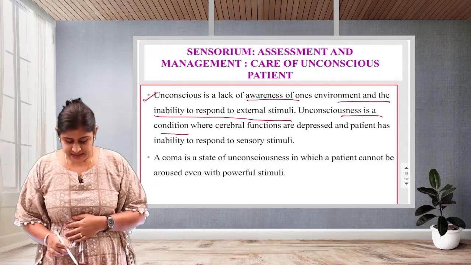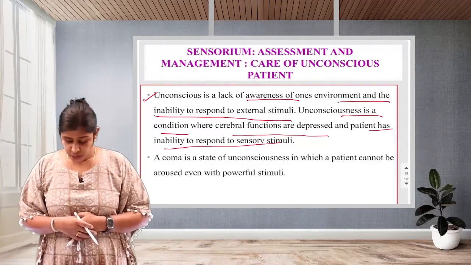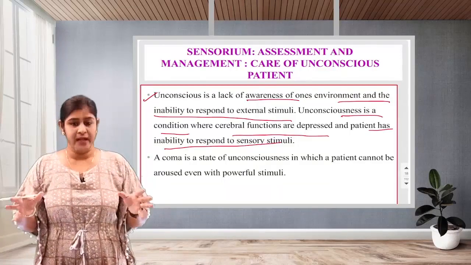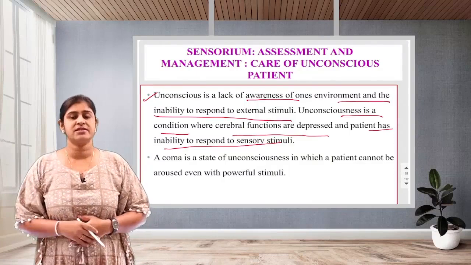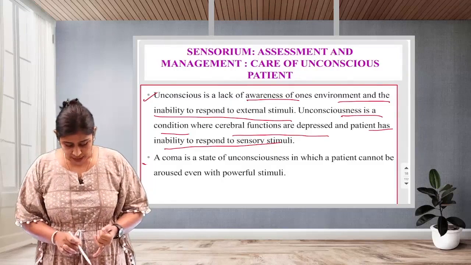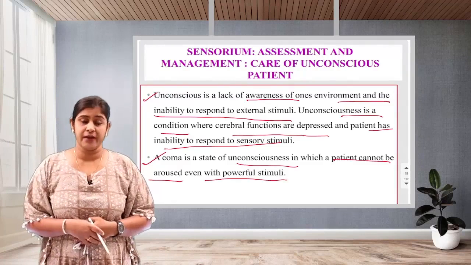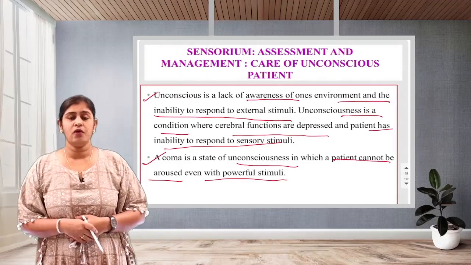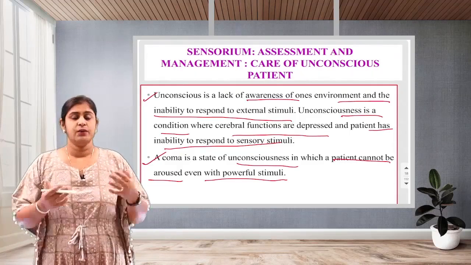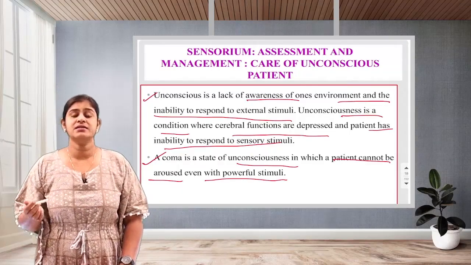Unconsciousness is a condition where cerebral functions are depressed and the patient has inability to respond to sensory stimuli. So a coma is a state of unconsciousness in which a patient cannot be aroused even with powerful stimuli. We can say coma is an example of unconsciousness, the stage in which we cannot arouse the patient even with powerful stimuli.